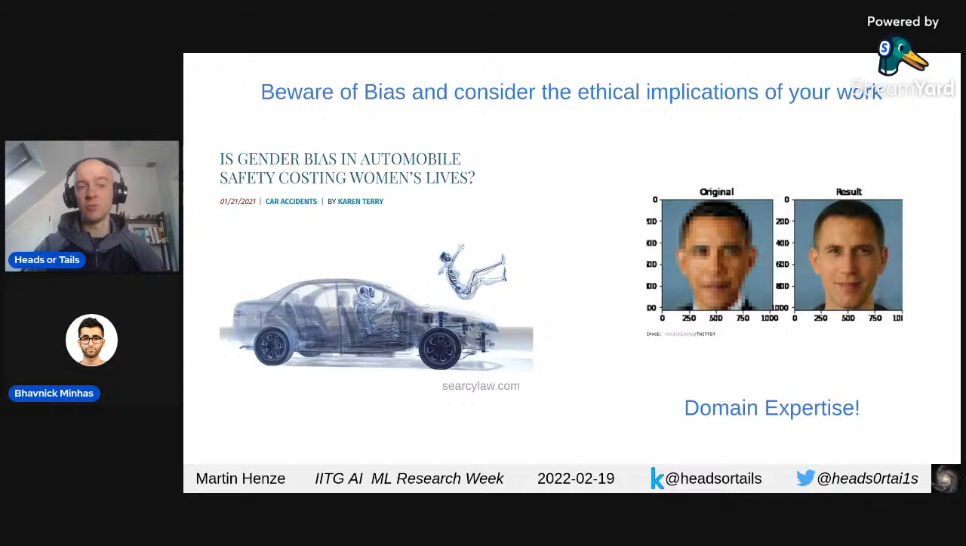Gender bias in automobile safety is costing women's lives. And this transcends the realm of software and machine learning models. It goes into hardware as well. This is not even self-driving cars, but self-driving cars have their own very, very complex ethical and bias problems. So all of these things are out there. And for many of these things, there are solutions already out there that are provided by domain experts. And talking and collaborating with these domain experts will bring a very valuable angle to any of the work that you do on machine learning models.